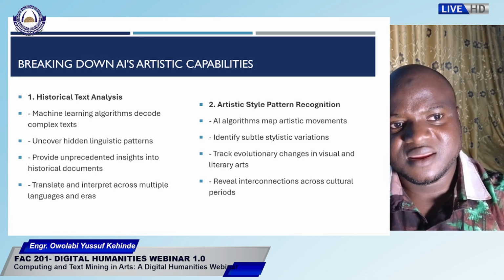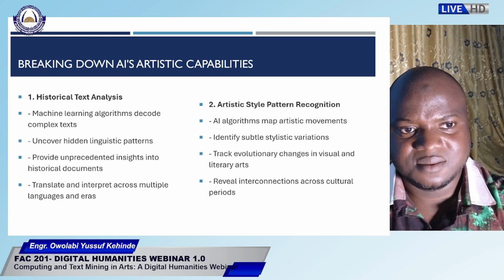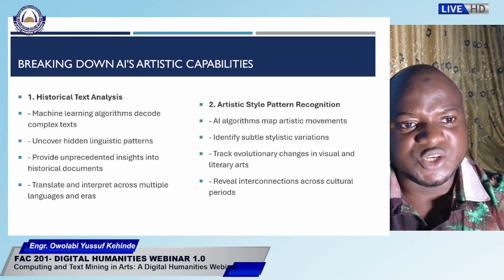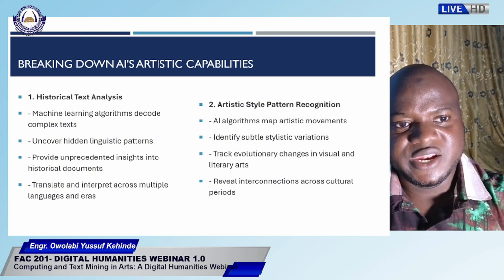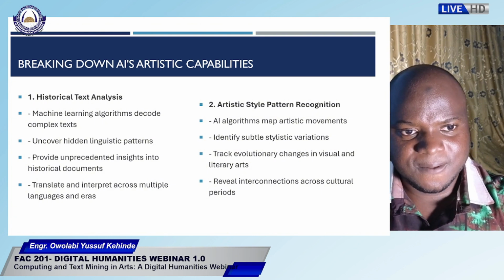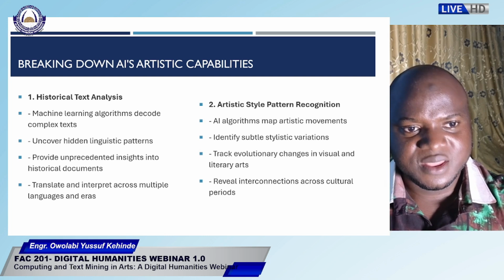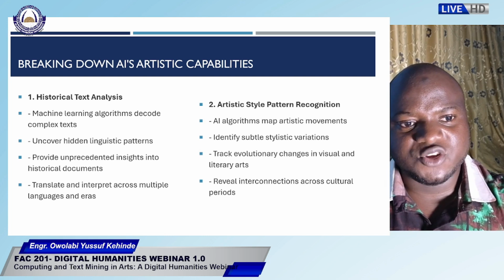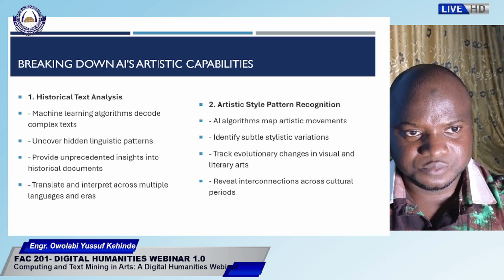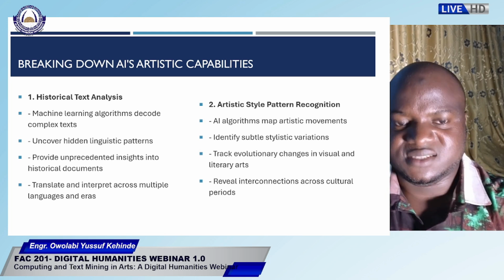Number one, historical text analysis. Machine learning algorithms decode complex text. They uncover hidden linguistic patterns, provide unprecedented insight into historical documents, and translate and interpret across multiple languages and eras. That's for historical text analysis.